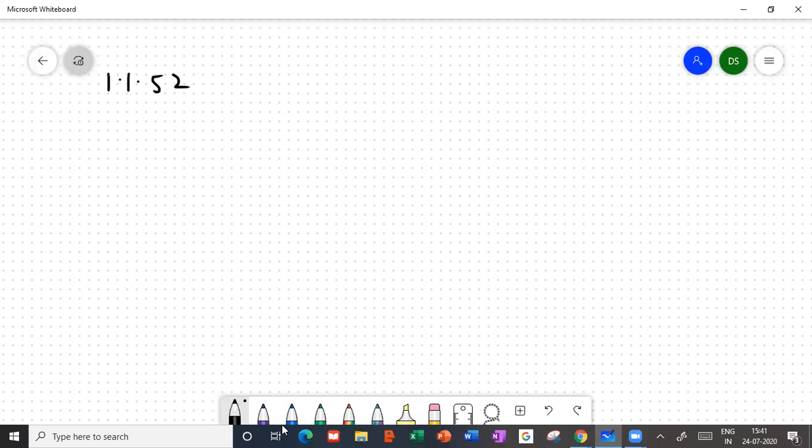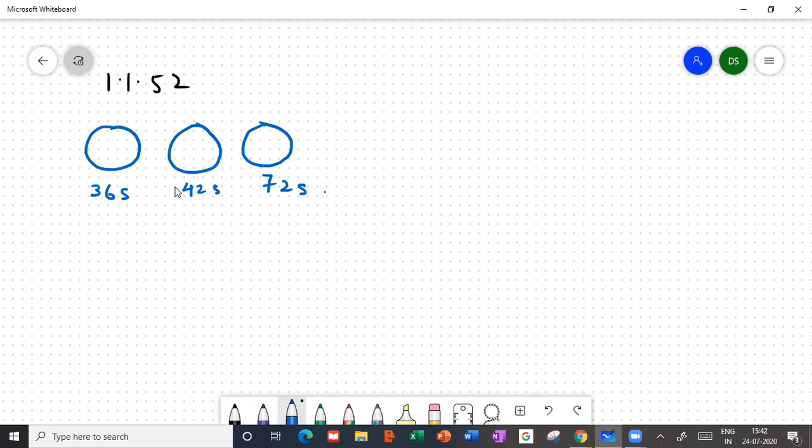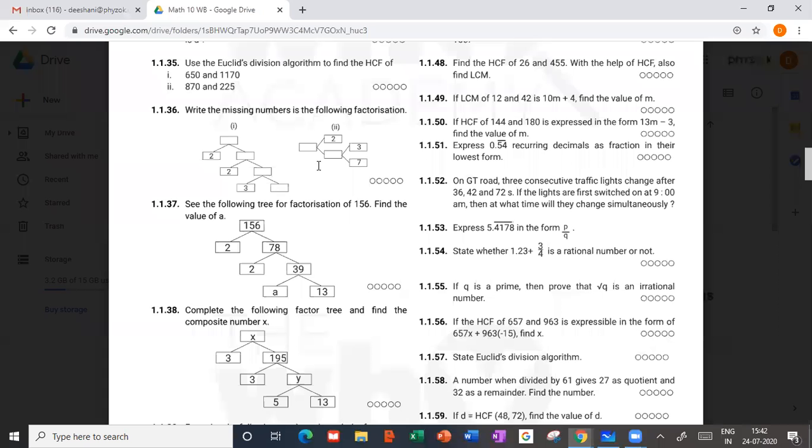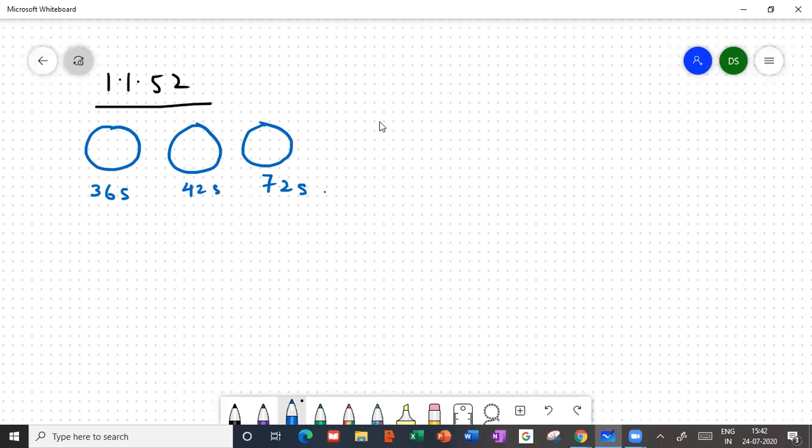Let's say there are 3 traffic lights, right? The first one changes after 36 seconds. The second one changes after 42 seconds. And the third one changes after 72 seconds. So they are also telling you that at some point they change together, at some point the timing of changing will be the same. They have told you that the time where they change simultaneously is 9 a.m. They are switched on at 9 a.m., so obviously at that time all will have the same signal. So if they are switched on at 9 a.m.